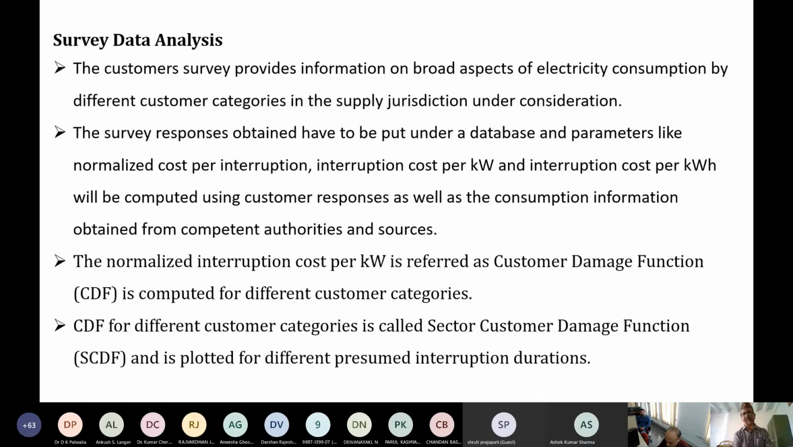So for industrial we have a sector customer damage function. For commercial also we have a separate sector customer damage function. For agriculture we will have a separate sector customer damage function. For large office buildings like government institutions or academic institutions we will have a separate sector customer damage function. So we'll have a different sector customer damage function for each customer category.